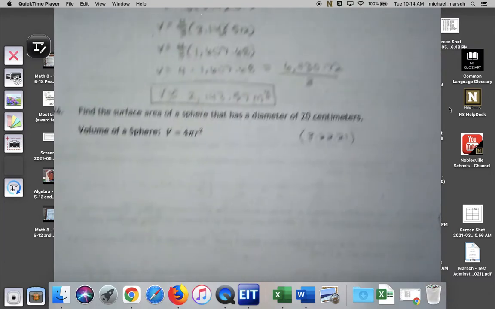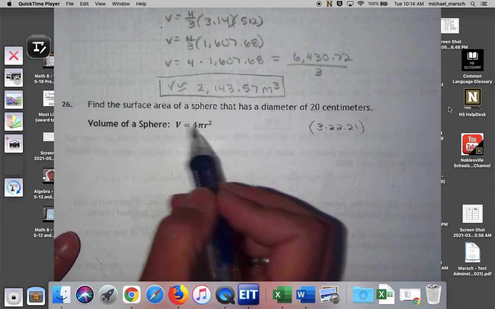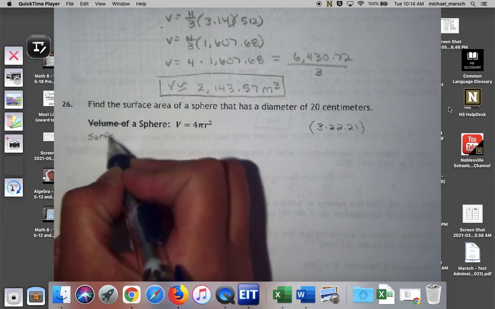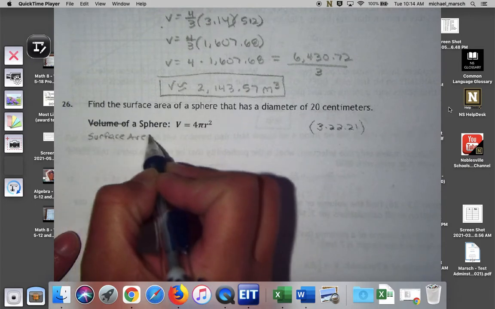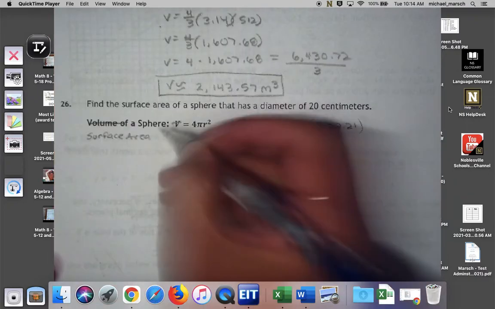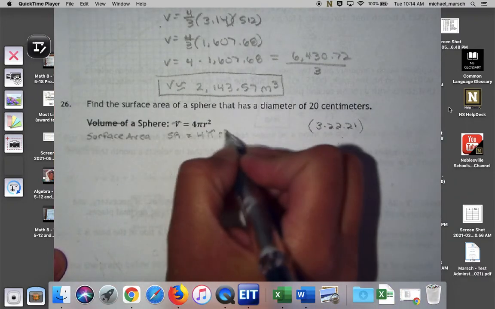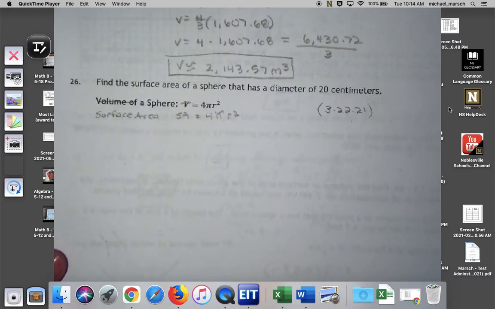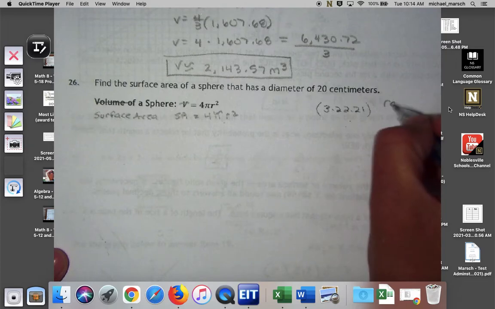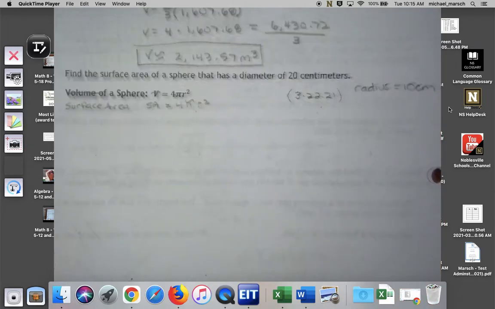All right, last one. This one's a little confusing because it says surface area. It gives you the surface area formula, but this says volume. And this says volume. So this should say surface area, surface area. Okay, so we have a diameter of 20. We need the radius. So I know my radius equals 10 centimeters.